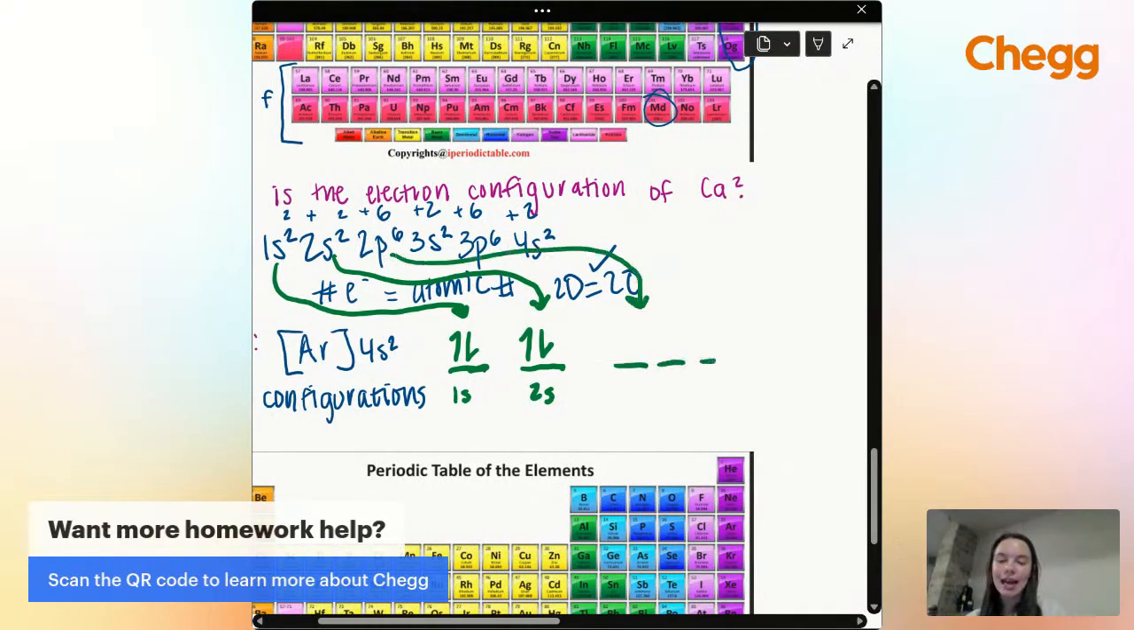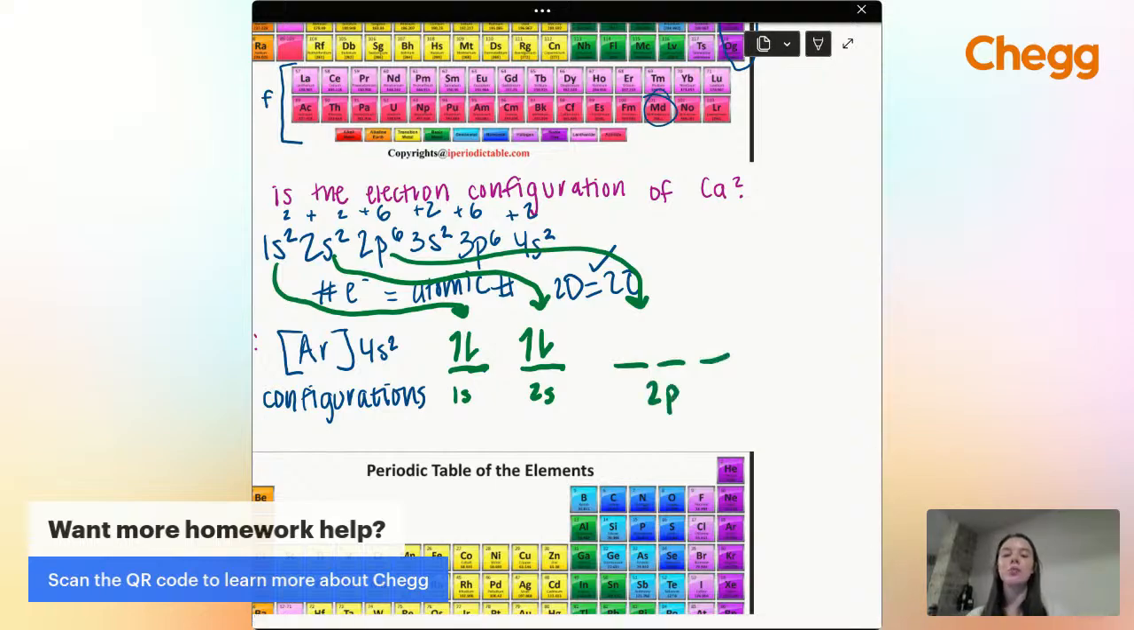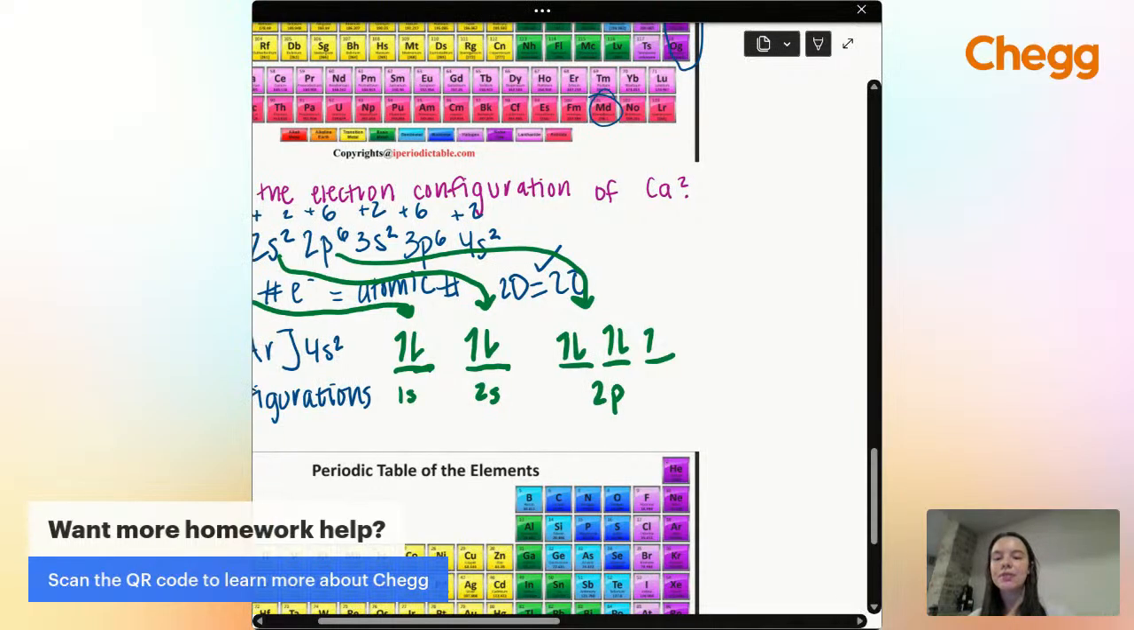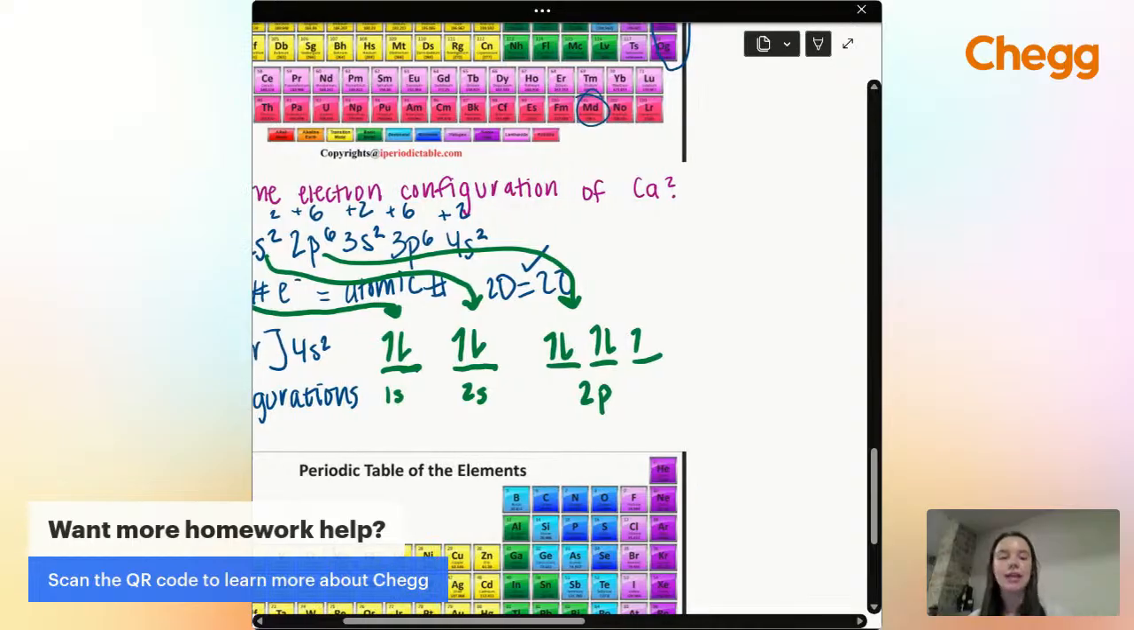Then we get to our 2p6. Now, p orbitals have 3 subshells and 6 electrons. So we represent the 3 subshells by 3 lines. We do our up arrows first. We have 1 electron, 2 electrons, 3 electrons. Then we go to down: 4 electrons, 5 electrons. If there were only 5 electrons in this p orbital, we would stop right here. But since we have 6, we're going to add another down arrow.